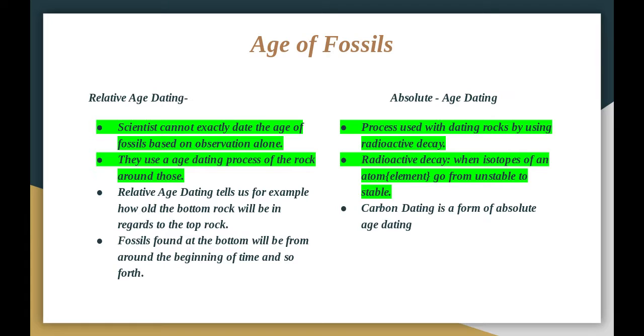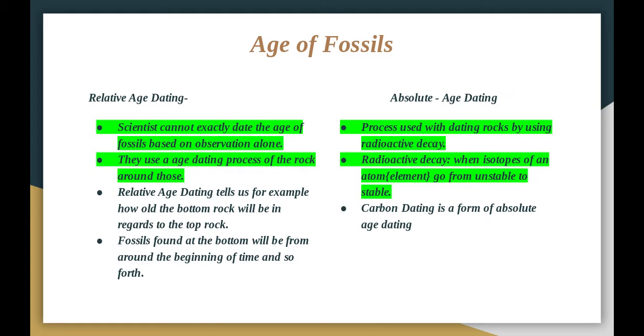So then we try to find out the age of fossils. Okay. So we have two types of age dating. One is relative, and relative is like an estimating age date. Absolute age dating is when we use radioactive decay. All elements give off a sort of radioactive decay. And so what we do is we test the isotopes of that element to find out the exact age of that fossil.